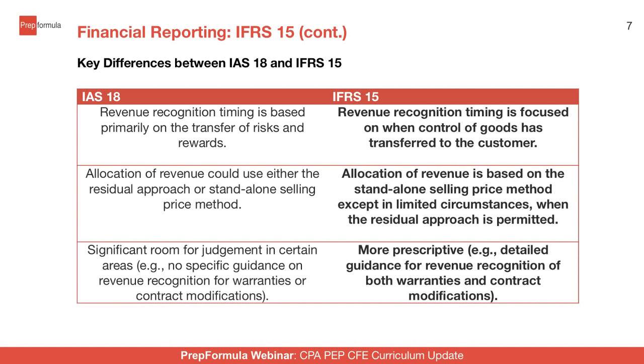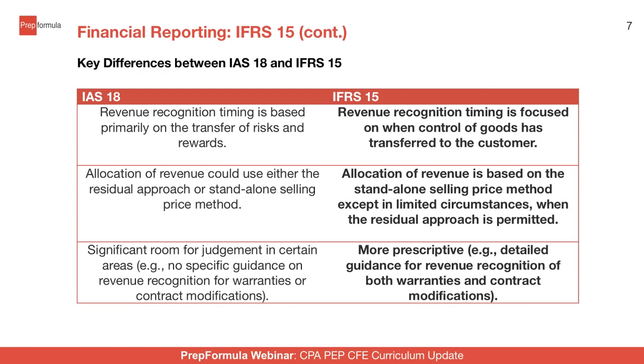Okay, number 2, allocation of revenue could use either the residual approach or the standalone selling price method. That's also gone, okay? Allocation of revenue would be based on the standalone selling method, and only in extreme cases can we use the residual approach, okay? So the residual approach takes a back seat. It's completely out.